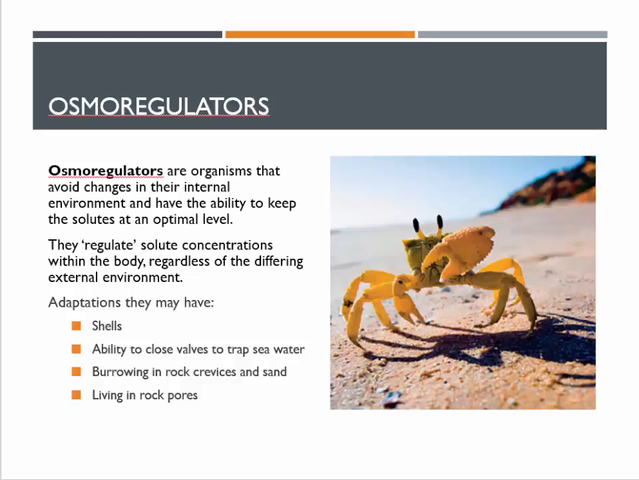The shells act as a physical barrier to either salt intake or salt loss, and burrowing in rock crevices and sand and living in rock pores reduce the surface area of that organism exposed to those harmful conditions or the harmful fluctuations that they encounter. So that's enantiostasis. It's the process that organisms challenged by a fluctuating environment put in place, and it falls into two categories: osmoconformers and osmoregulators.